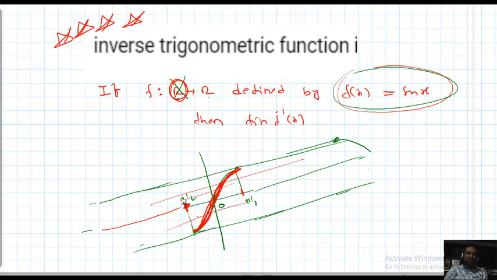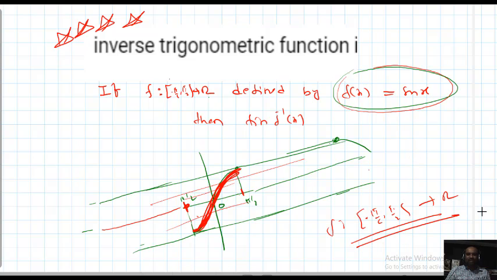If your domain is taken as minus pi by 2 to pi by 2, this is the sine graph. This sine graph is one-one. That's why I want to change the domain of the function. So minus pi by 2 to pi by 2 to R. Now what happened? f maps minus pi by 2 to pi by 2 to R, the function f of x equal to sin x is clearly one-one.